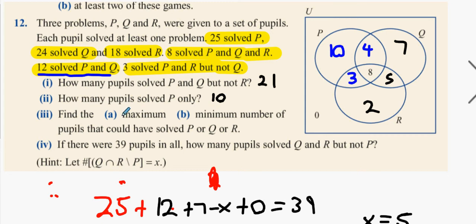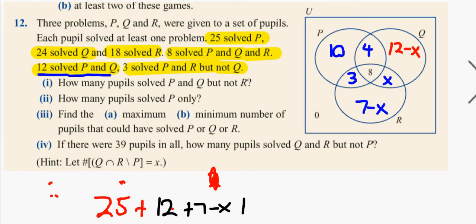Find the maximum and minimum number of pupils that could have solved P or Q or R. I'm thinking, lads, do you know the question I did at the very beginning? I think that might be only for part 4, and it's not actually for the first 3 questions. So I'm just going to go back in time. We already answered the last question. Are you happy enough with that? We've already answered part 4.